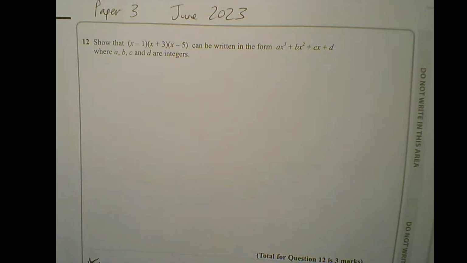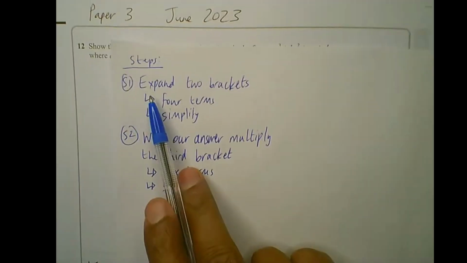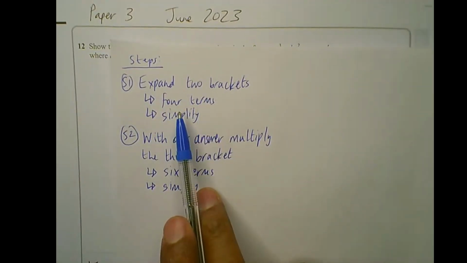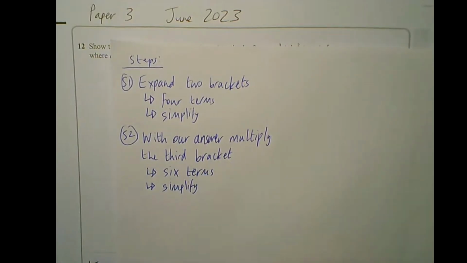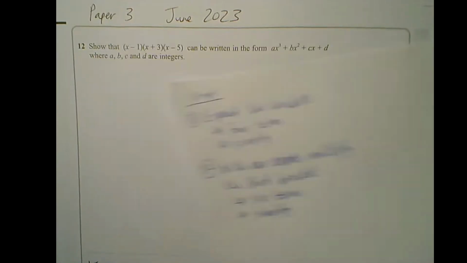Oh, got a little interruption there. So let's go through this answer. So similar to before, like we do. Step 1, expand 2 brackets, get 4 terms, simplify. Step 2, with our answer, multiply with the third bracket, we get 6 terms and we simplify.